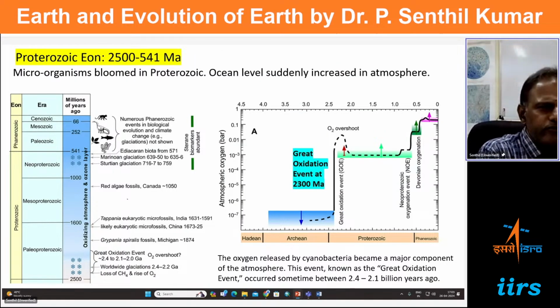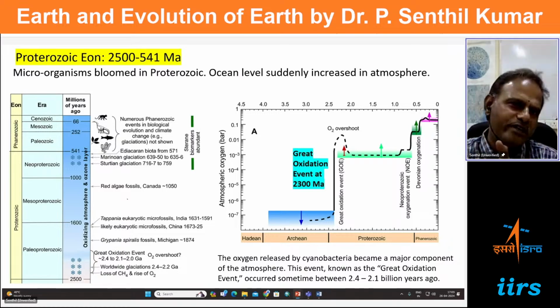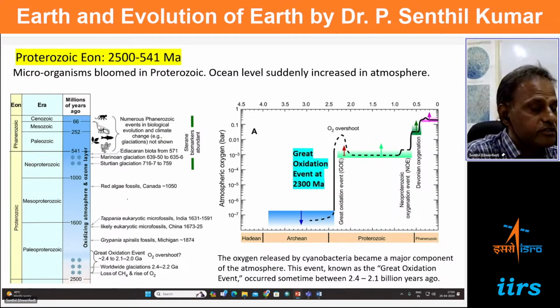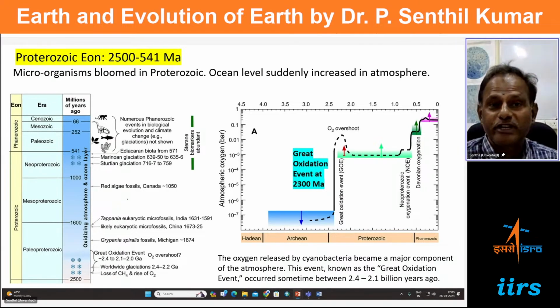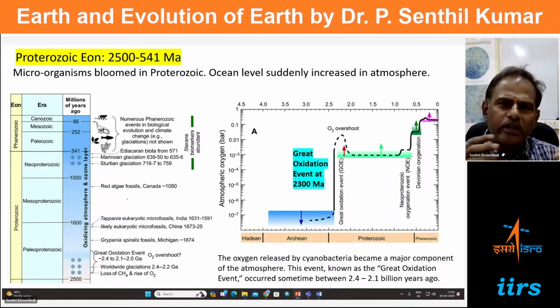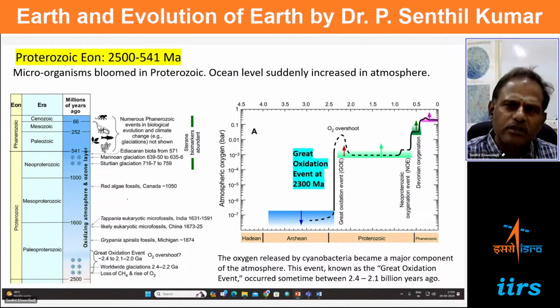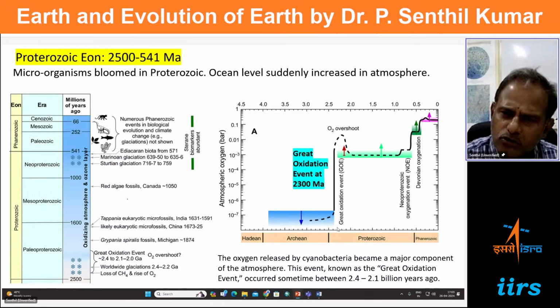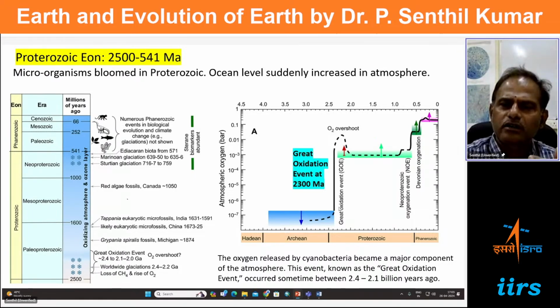Now we are going from Archean to Proterozoic time. So Proterozoic starts from 2,500 million years ago to 541 million years ago. So this is a very interesting time of Earth history. That's the time the atmosphere and the ocean produced oxygen. About 2.3 billion years ago, the ocean and the atmosphere produced a huge amount of oxygen. This is called the Great Oxidation Event.